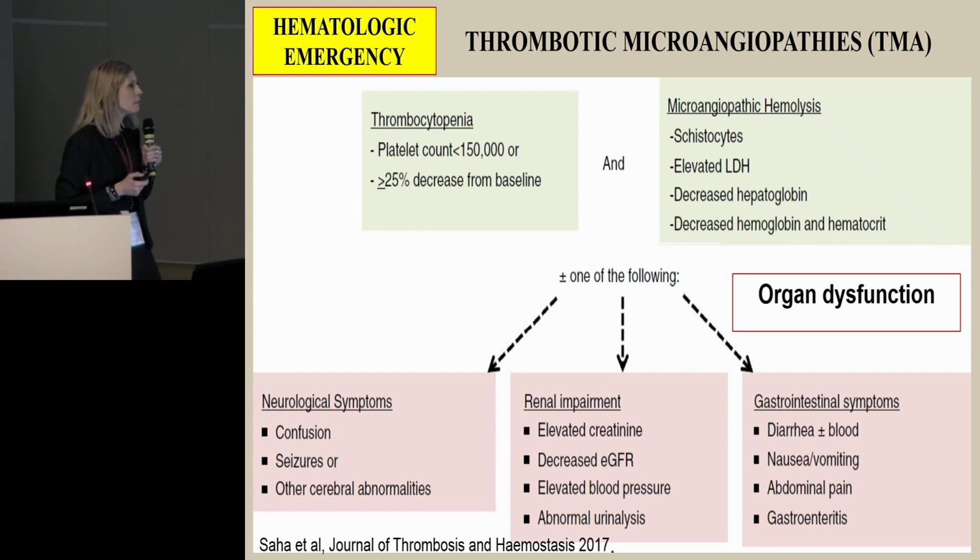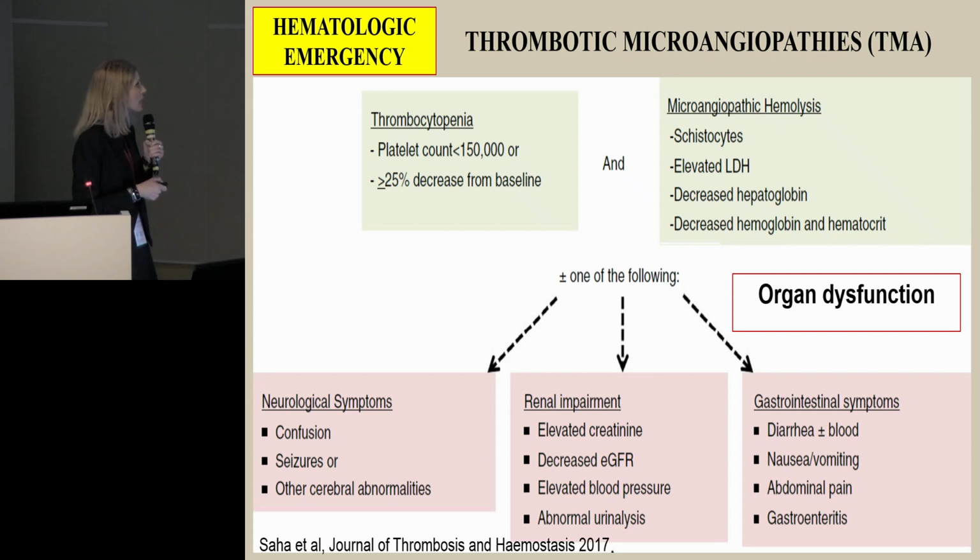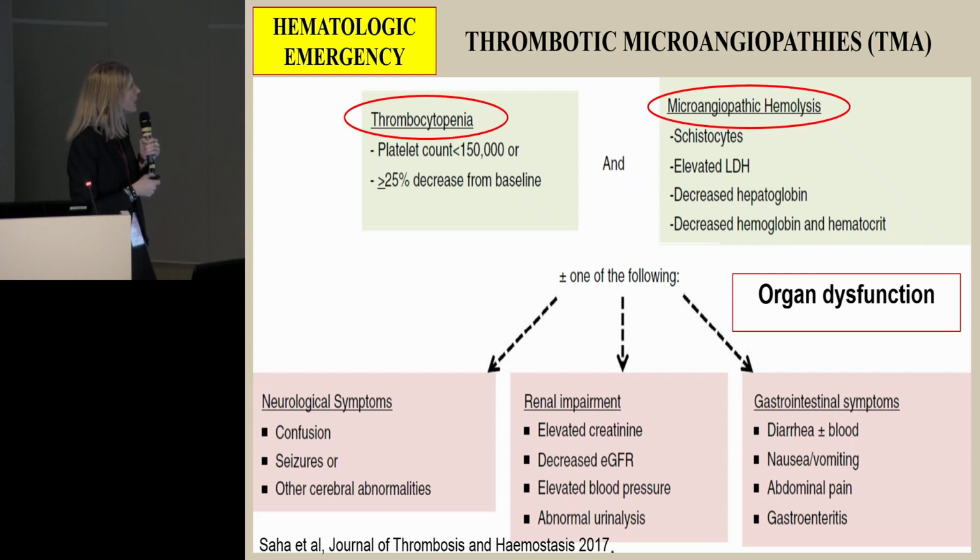Thrombotic microangiopathies means that we have thrombosis in some small vessels, especially in vessels with a high shear stress, leading to organ dysfunction. Mainly, the most common organ dysfunctions in this situation are neurological, renal, or gastrointestinal symptoms. Of course, we can have also other organ dysfunctions, but these are the most common. We have to consider thrombotic microangiopathies when we have thrombocytopenia and microangiopathic hemolytic anemia. When we see this, then we have to think that we might have thrombotic microangiopathy.